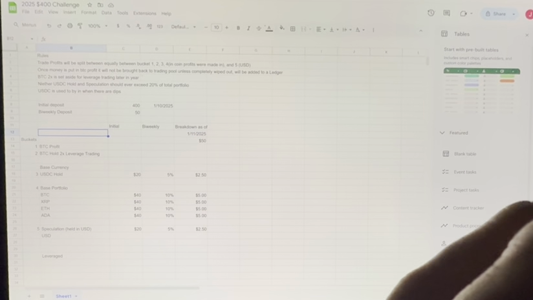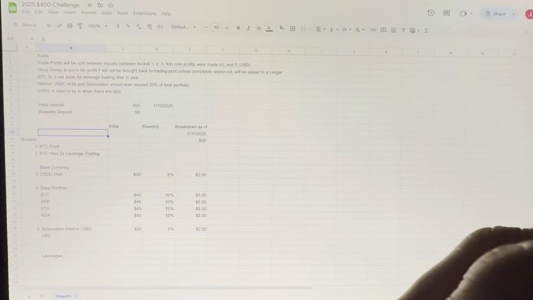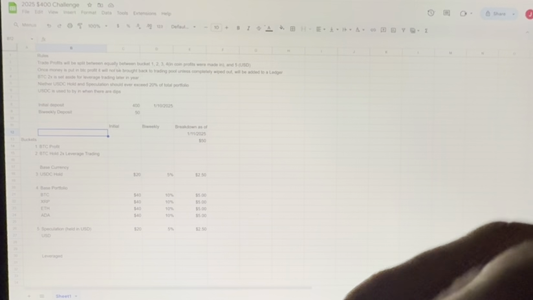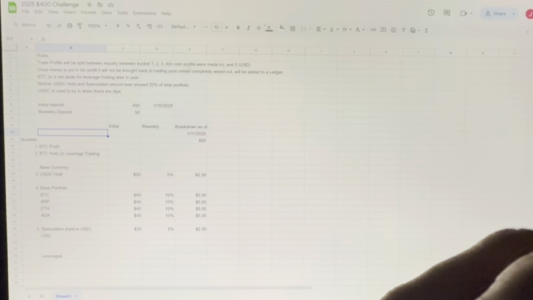What we're doing here, this is in a Google Sheet, is here's the rules. Trading profits will be split evenly between buckets 1, 2, 3, 4, and 5. 4 in the coins where the profit was made, 5 in USD. Let me explain what that means.